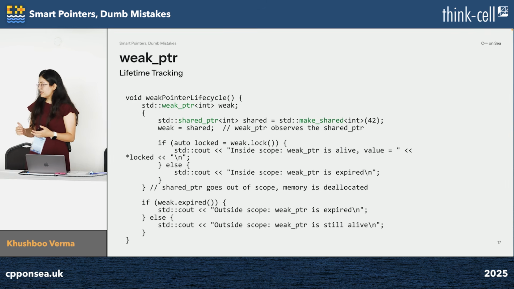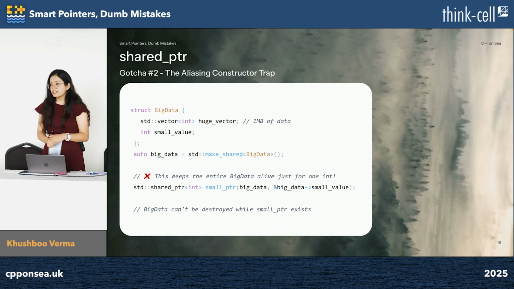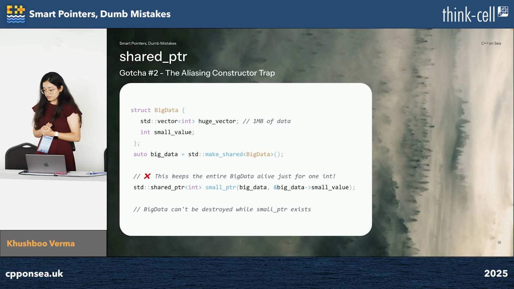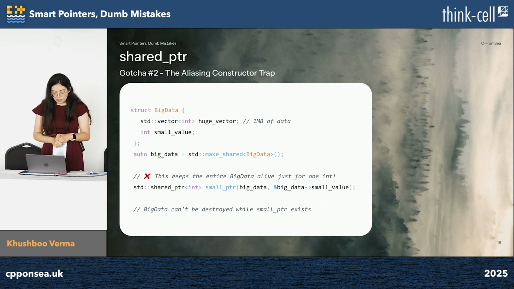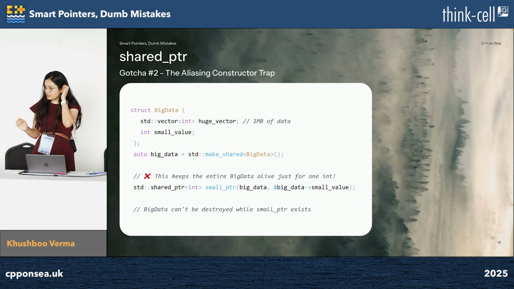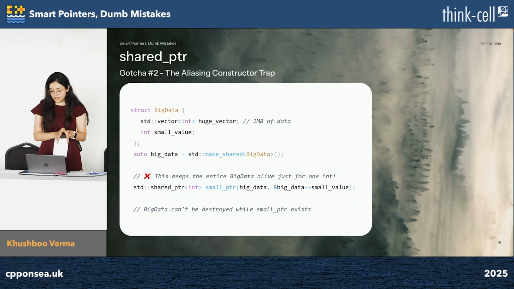So basically, it is preventing these dangling references by not extending the object's lifetime. Now, there are more gotchas to using shared pointers. Another thing that could happen is the aliasing constructor trap. The aliasing constructor is a little known but dangerous feature. It creates a shared pointer that points to a different object than it owns, and it is useful for pointing to members of larger objects.